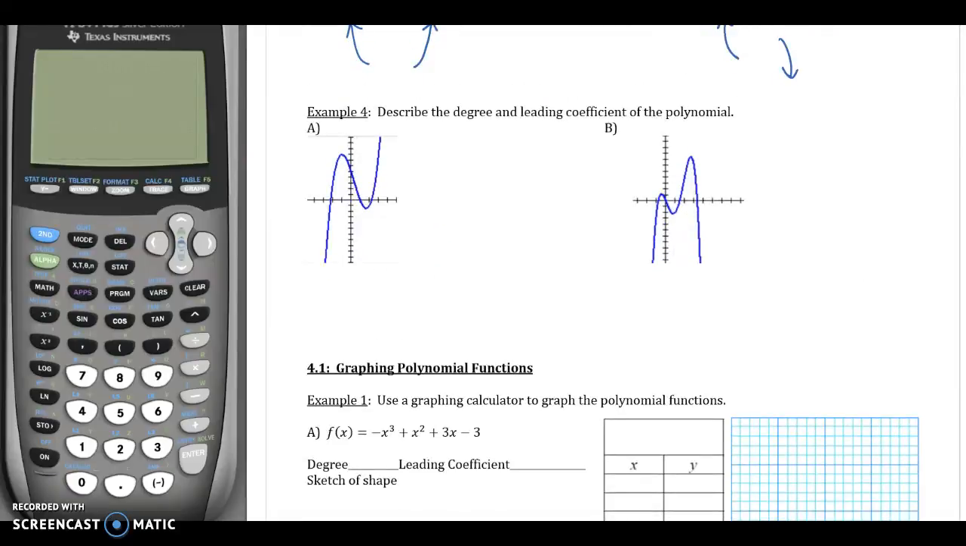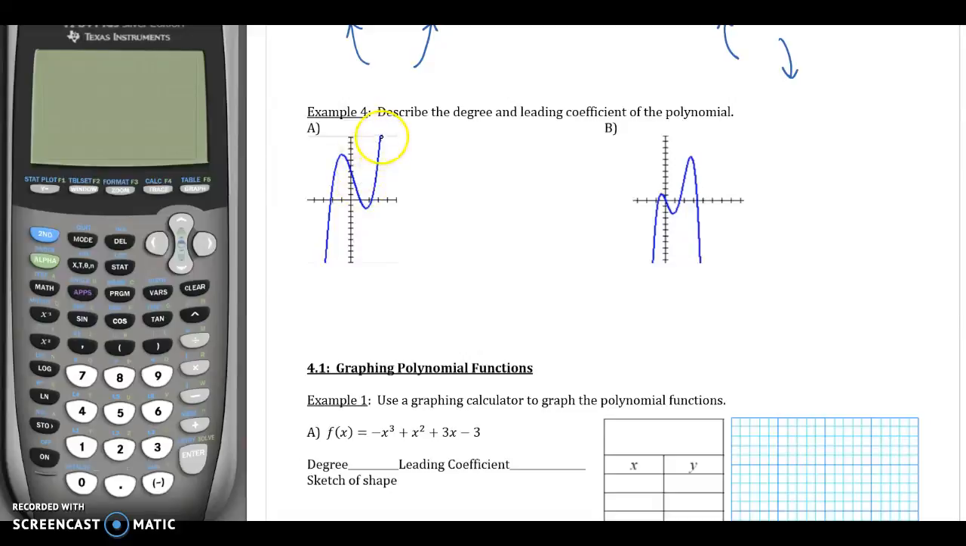In example 4, describe the degree and the leading coefficient of the polynomial. I don't care what the exact numbers are. You really can't figure out the exact numbers unless you do some kind of complicated math. So let's just think about degree odd or even, leading coefficient positive or negative.